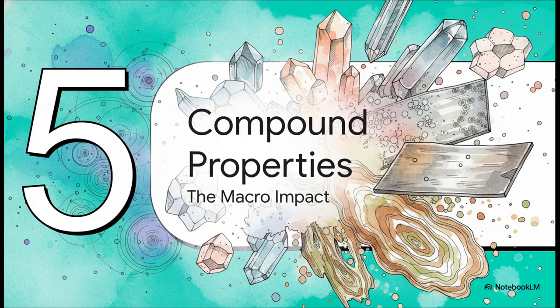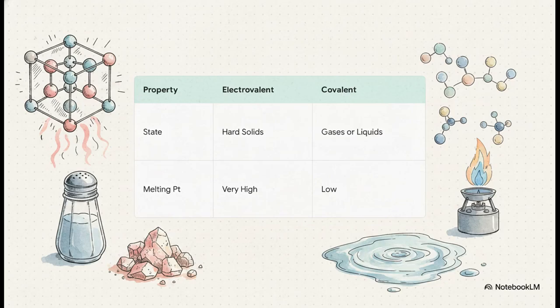Which brings us to part 5, comparing compound properties, the macro impact. Let's zoom way out from these tiny little overlapping orbits for a second. Because electrovalent bonds create these intense magnetic attractions between fully charged ions, they form really rigid, tightly packed hard crystals with super high melting points. Think about how much heat it takes to melt salt.